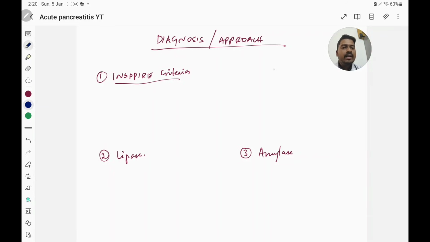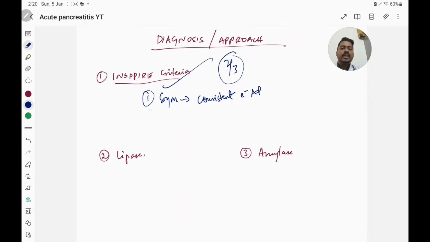So for adults we use the modified Atlanta classification, okay? Modified Atlanta, and this criteria says that 2 out of 3 should be available. A similar criteria we'll use for pediatrics, but there the study was conducted by the INSPIRE group, so we should have 2 out of 3 criteria. That is, one, symptoms which are consistent with acute pancreatitis.